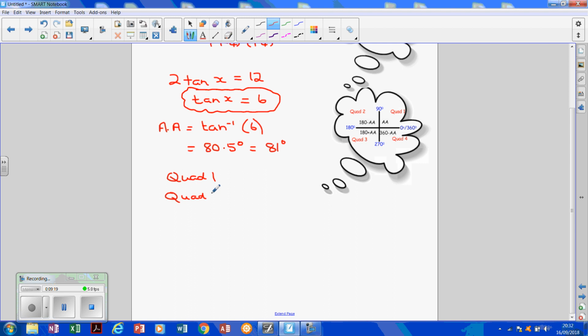Now, quadrant 1 is the easy one. Quadrant 1 is the acute angle, which in this case is 81 degrees. And in quadrant 3 it is 180 plus, so it's 180 degrees plus 81 degrees, and that gives me an answer of 261 degrees. So write down your two answers. So x is equal to, put them in a wee bracket, 81 degrees and 261 degrees.